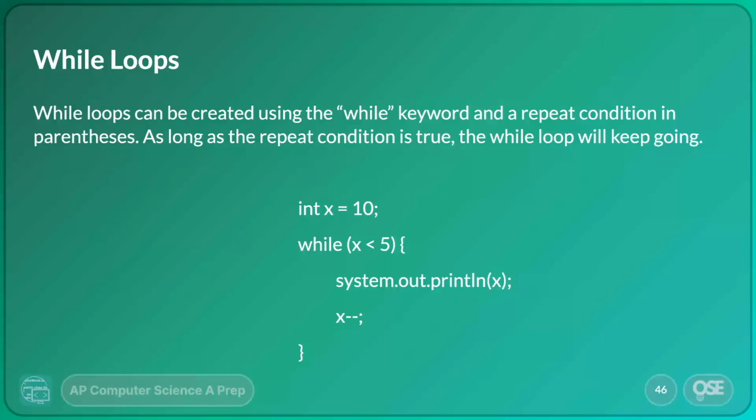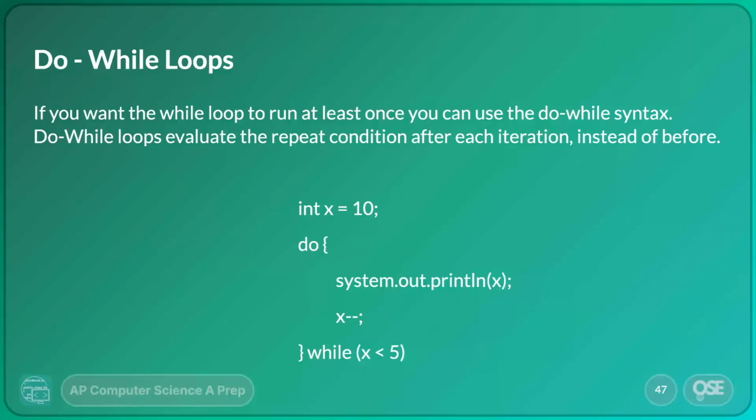While loops are created using the while keyword and a repeat condition which is specified within parentheses. As long as the repeat condition remains true, the while loop will keep going. Take for example if we have an integer x which is equal to 10. If we set our while loop to while x is less than 5, System.out.println(x--), this loop would run 0 times because our integer x is never going to be less than the value 5.